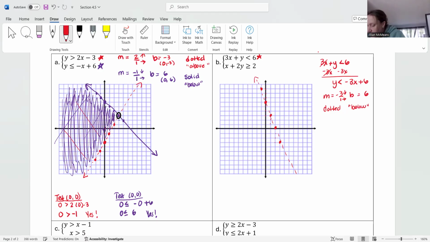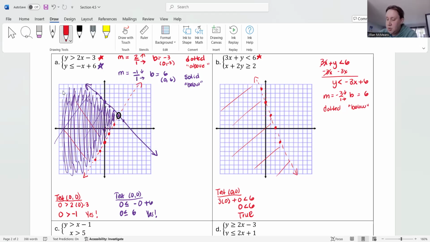And then let's test a point just to double check our shading. Okay, so we're going to test again the origin. In the original inequality, anywhere you see x or y, plug in 0. So we get 3 times 0, plus 0, is less than 6. 3 times 0 is 0. 0 plus 0 is 0. 0 is less than 6 is true. So that tells me that I do shade below the line because the origin is below the line and the origin is part of the solution set.